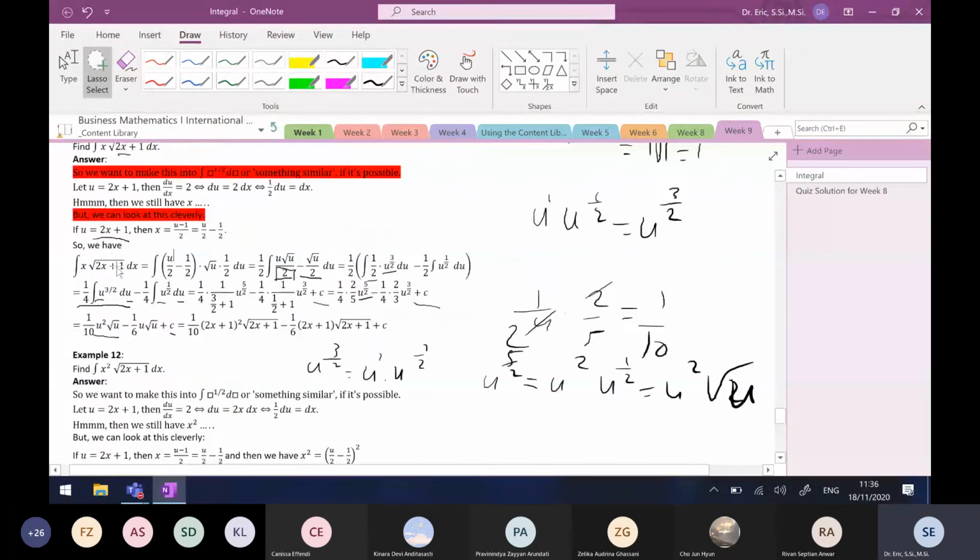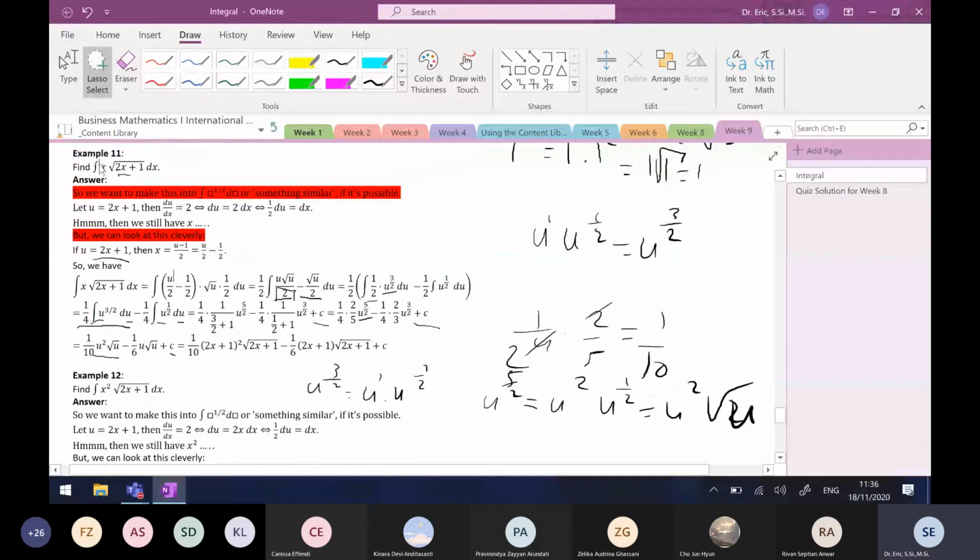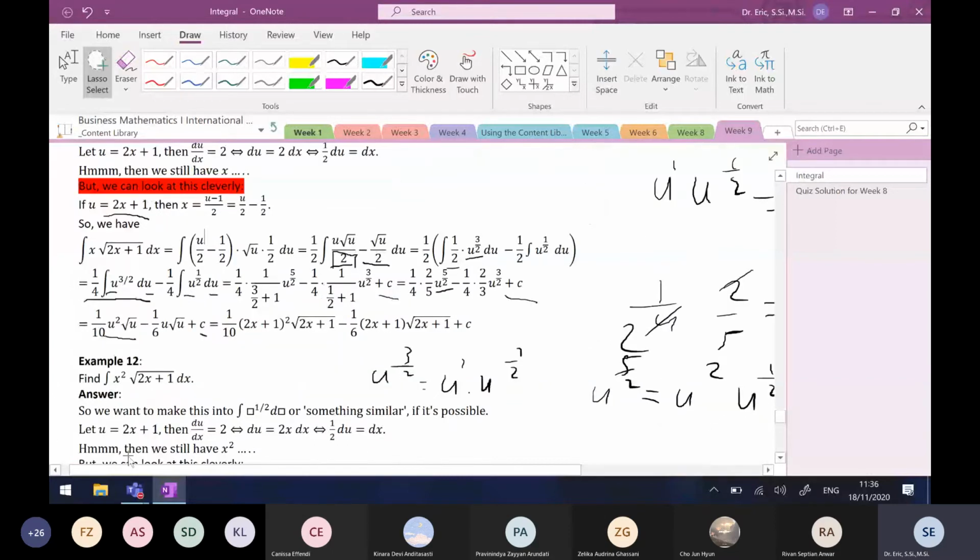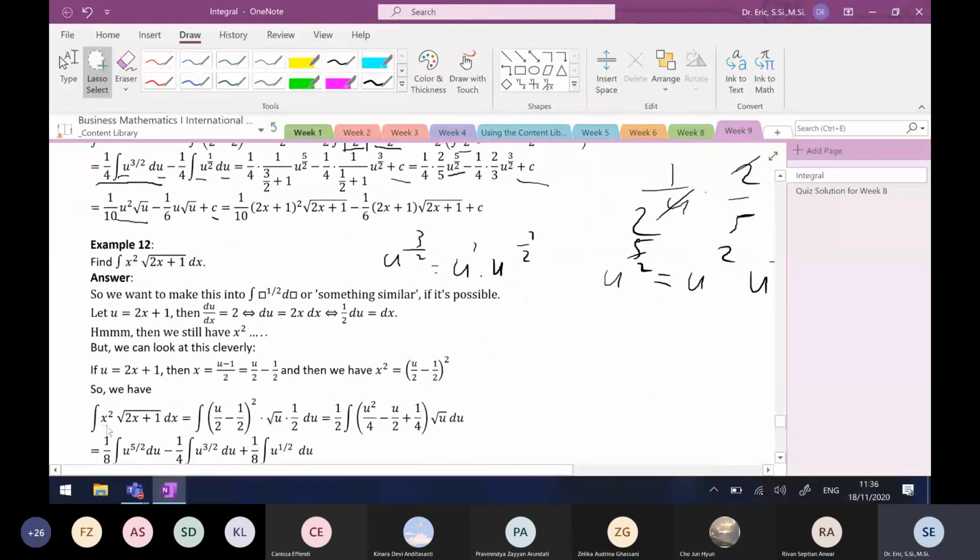What about this, if it changes: x times this, now x squared times this. Can we still do this? Can we still do this? Let's check. So we want to make this into box to the power of a half, d box or something similar, if this is possible. Okay, so the same. So u equals to 2x plus 1. So you have du equals to 2 dx. Okay, yeah? So a half du becomes this one.